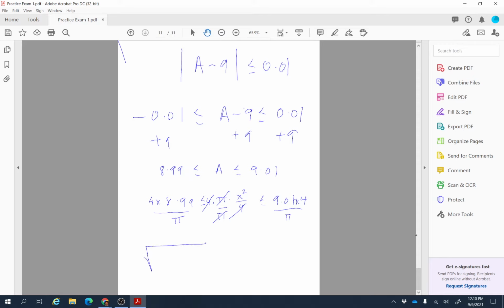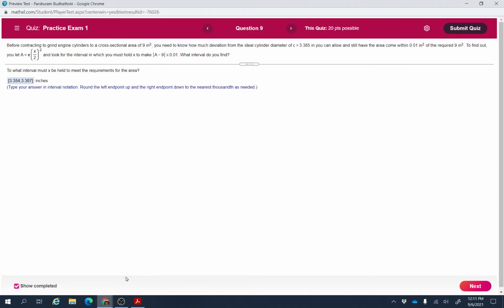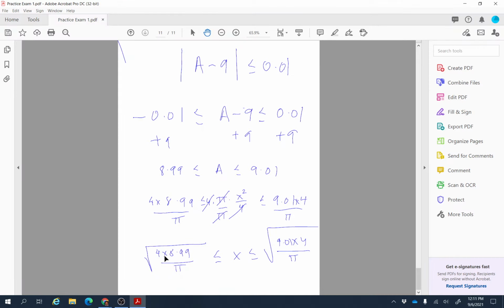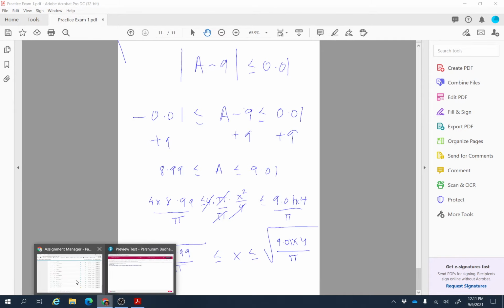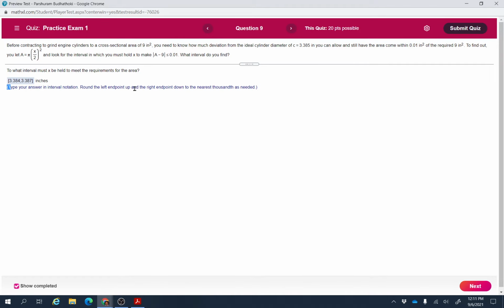So if I do that, square root of 4 times 8.99 over pi, square root of 9.01 times 4 over pi. So the range of x should be this. But while we try to put the answer here, make sure that we read this instruction. Type your answer in the interval notation. Round the left endpoint, that means this one. Round the left endpoint up.